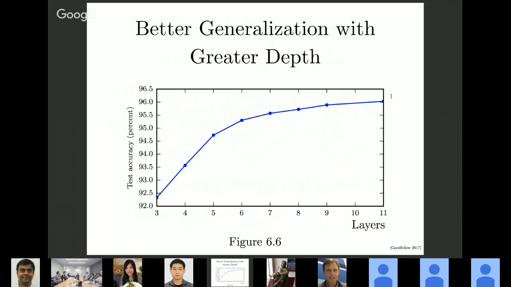Today, in 2017, we have additional techniques like batch norm and the ResNet architecture that make it possible to optimize much deeper nets and continue to get this dividend that comes from greater depth.